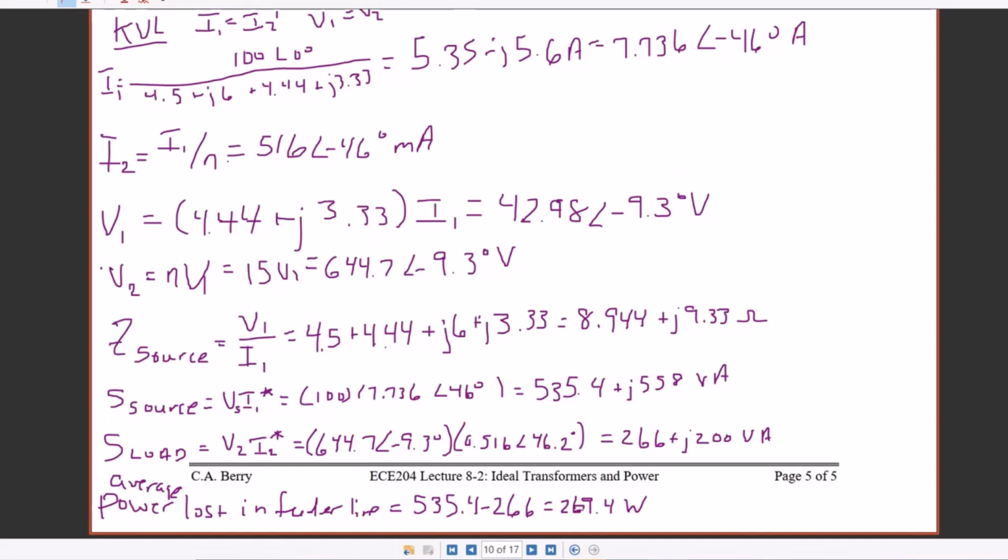269.4 watts. This was not the only way to do this problem, though. When we did this problem a minute ago, we just found the current and multiplied by the resistance. So the other way you could do this is just take the magnitude of I1 squared and multiply it by 4.5. So I need somebody to do that and tell me, do you get 269.4? Take the magnitude of I1 squared times 4.5, and you get the same answer without going through that whole source load thing. I think that was a good exercise, but that's probably a quicker way to do this because you just take 7.736, square it, times 4.5.